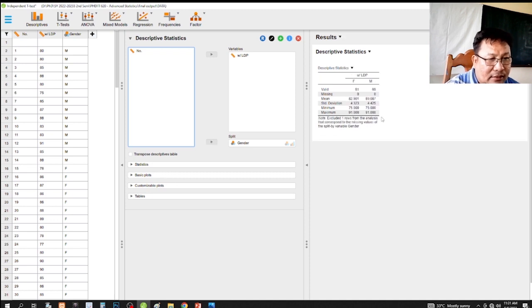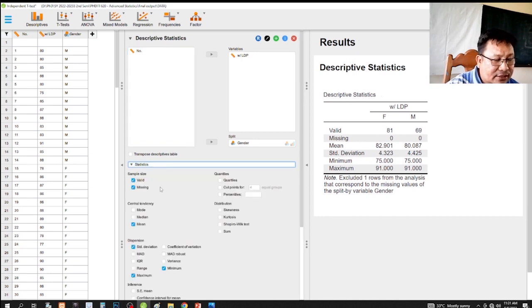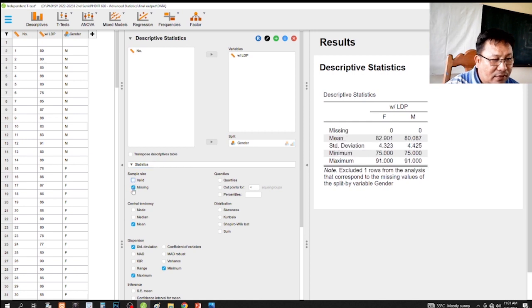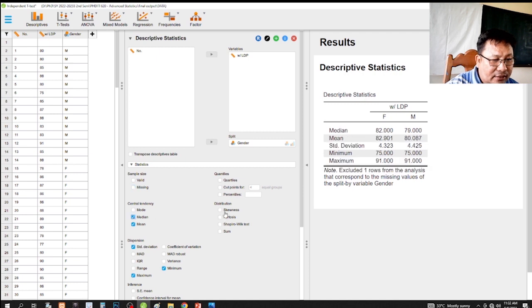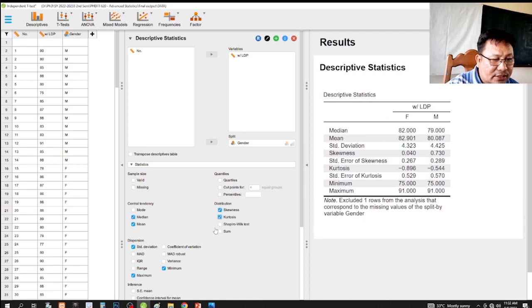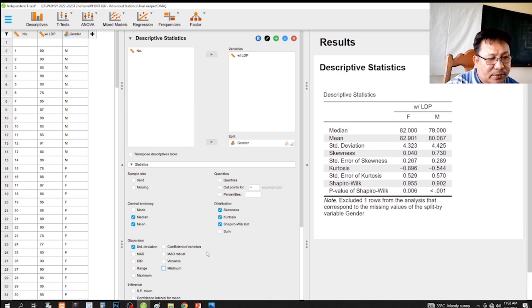So at the rightmost, we can see the descriptive statistics. Here under the statistics, let us remove what is not needed. Let's use median, skewness, kurtosis, and Shapiro-Wilk. Then maximum, minimum, we remove those. We need only the standard deviation.